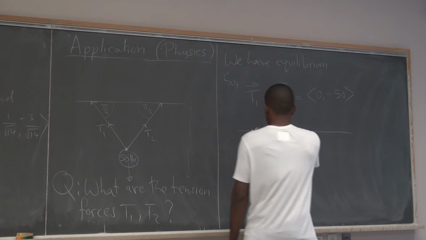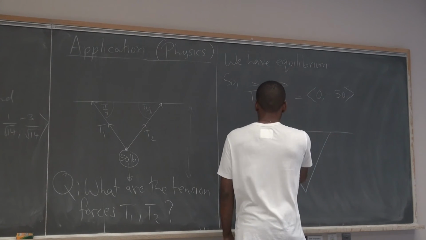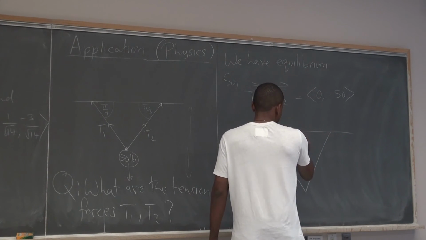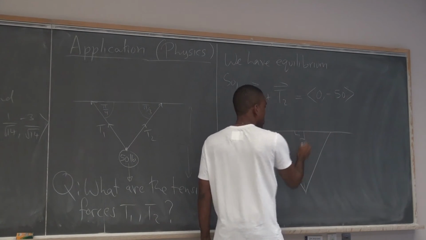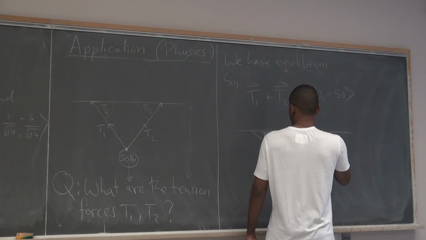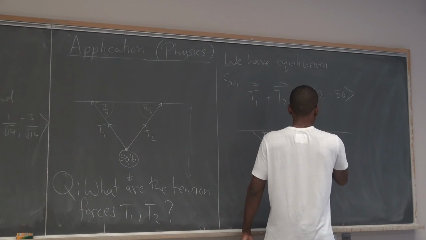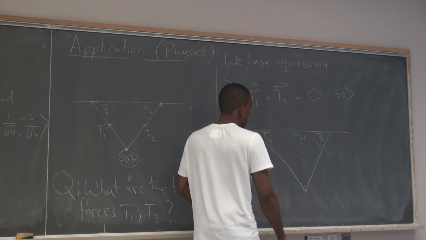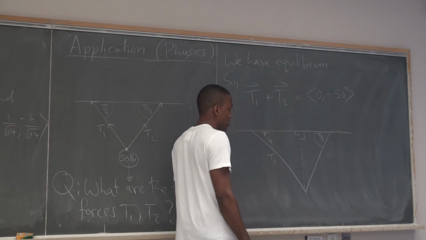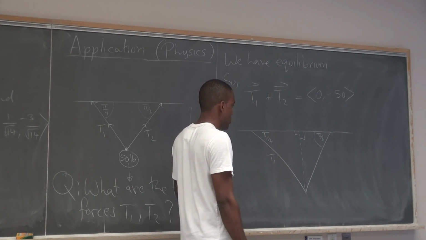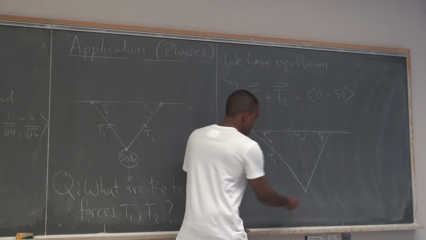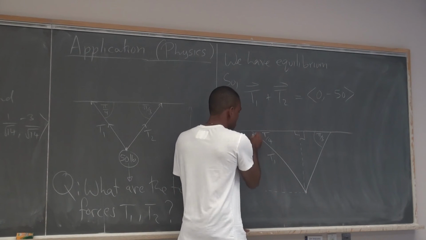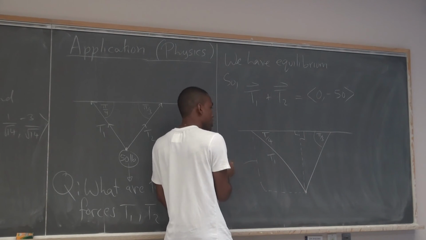So here's that diagram again. We know that this here is pi over 4. We can break this in half and think of these as two right triangles. So this is T1, and T1 is T1 times cosine pi over 4 plus T1 sine pi over 4 for the x component and the y component. You want to figure out the components of the vector.